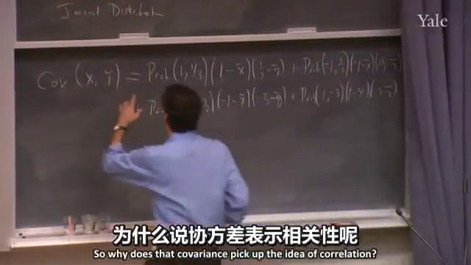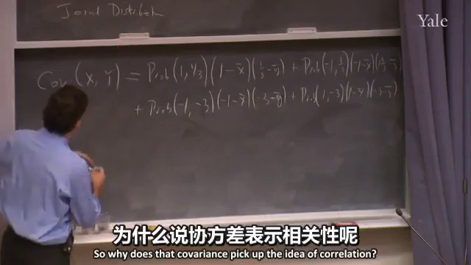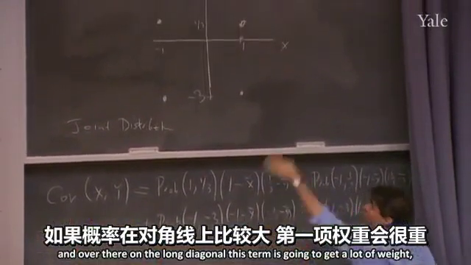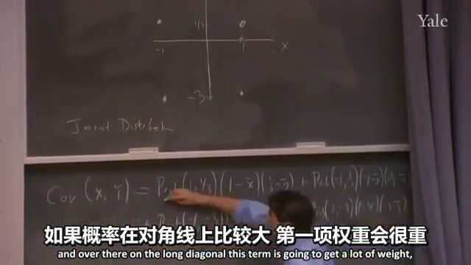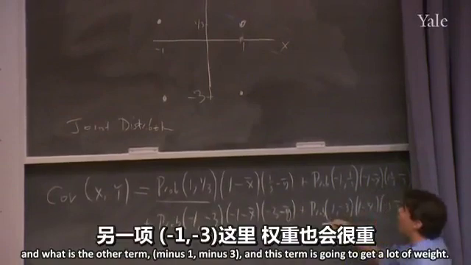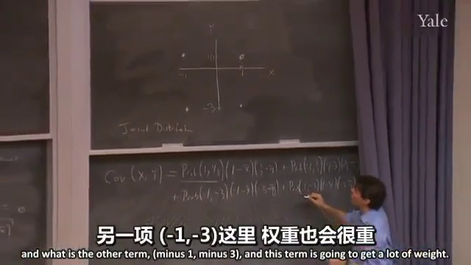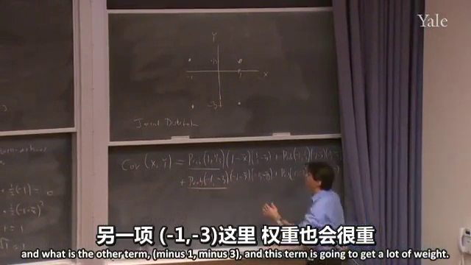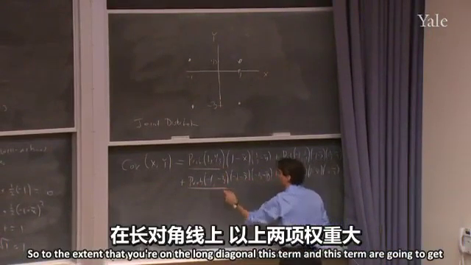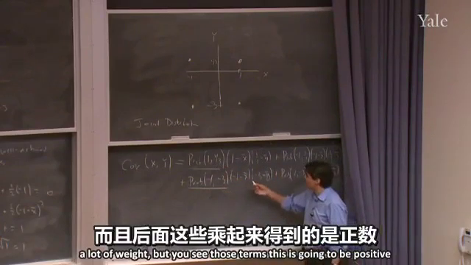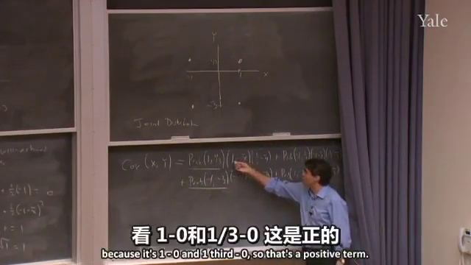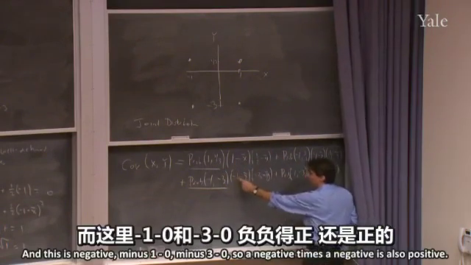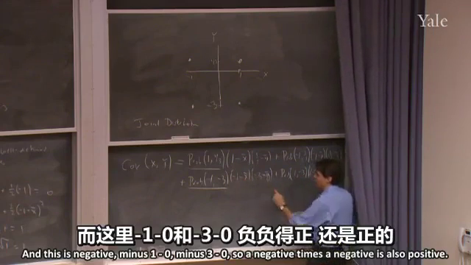Okay, so now why does that covariance pick up the idea of correlation? Well, to the extent that the probabilities are high here and over there on the long diagonal, this term is going to get a lot of weight. And what is the other term? Minus 1, minus 3, and this term is going to get a lot of weight. So to the extent that you're on the long diagonal, this term and this term are going to get a lot of weight. But you see those terms: this is going to be positive because it's 1 minus 0 and a third minus 0, so that's a positive term. And this is negative, minus 1 minus 0, minus 3 minus 0. So negative times a negative is also positive.